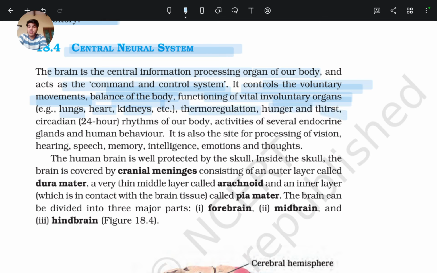It also controls thermoregulation, hunger, thirst, the circadian rhythm of 24 hours, activities of several endocrine glands, and human behavior. It is also the site of processing vision, hearing, speech, memory, intelligence, emotion, and thoughts.